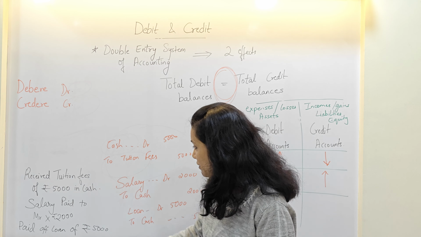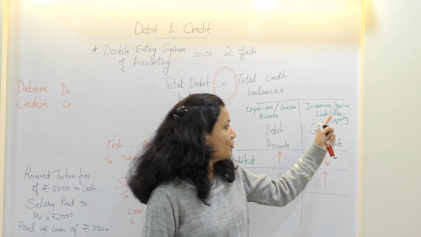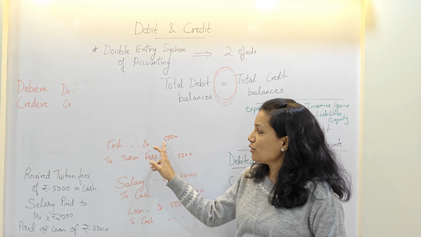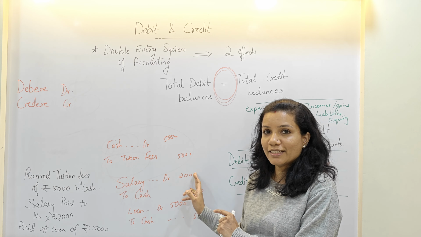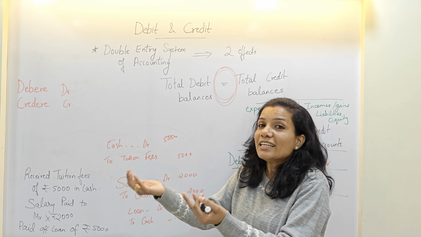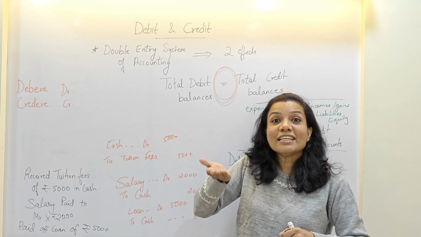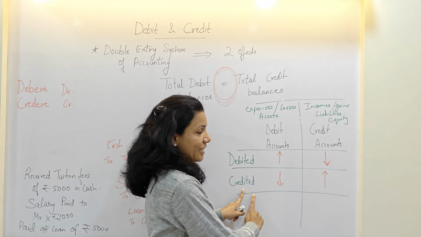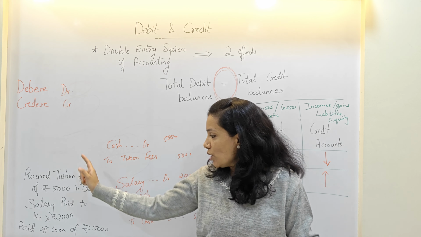Let's quickly cross verify. Tuition fees is an income. Income is a credit account. Cash account debited, tuition fees credited. Tuition fees is coming in. Income is coming in. Income is increasing. Credit account is increasing when credited. Increases when credited.